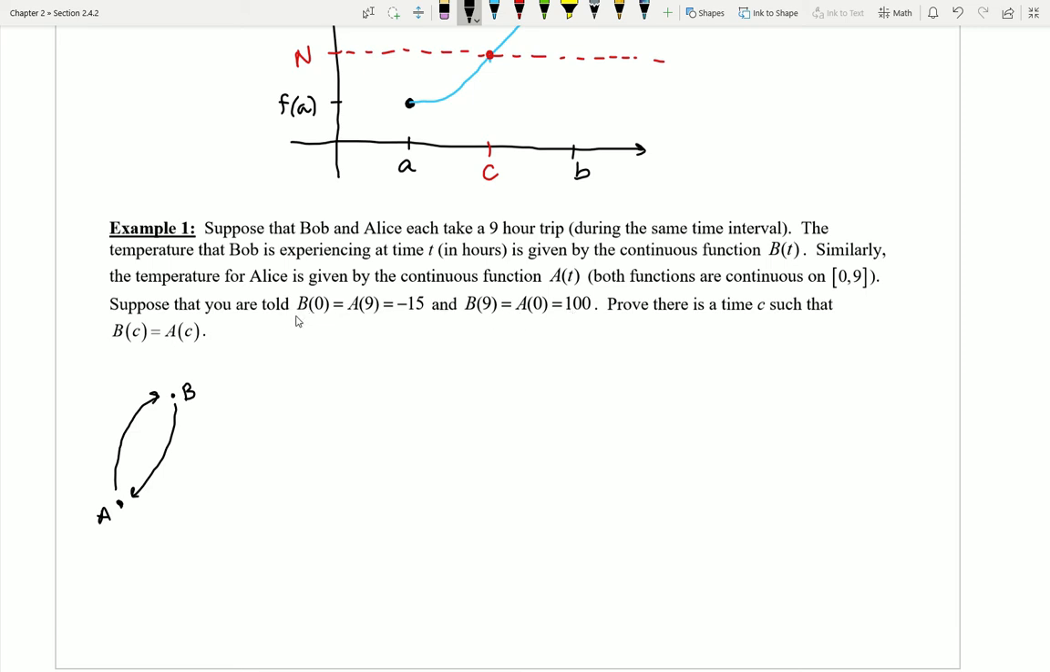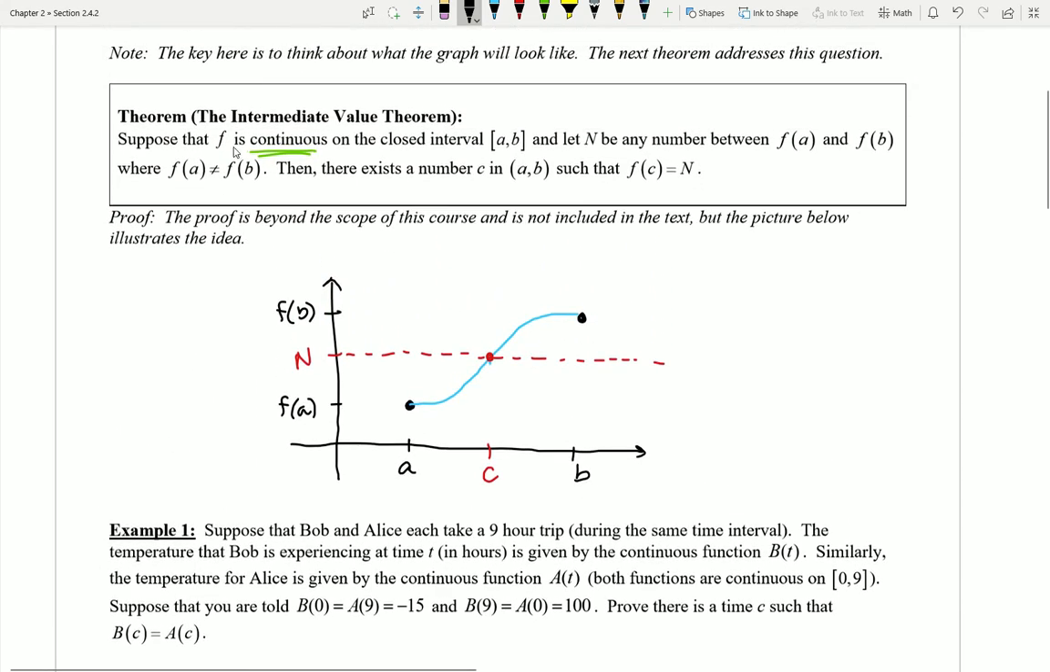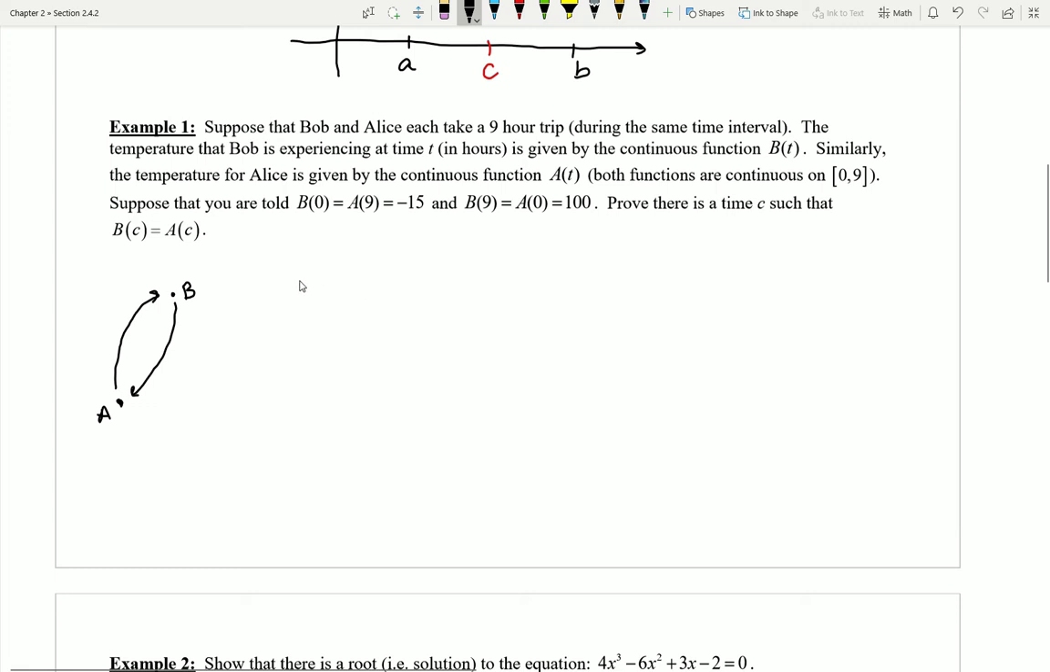Now it seems like Bob is going to be starting at, say, the North Pole, and Alice is on the equator where it's very, very hot. And our goal here is to prove that there is some time where the temperature that Bob experiences is equal to the temperature that Alice experiences. Our goal is ultimately to use the intermediate value theorem. And the intermediate value theorem works with a specific function and tries to figure out if that function will ever hit a value.